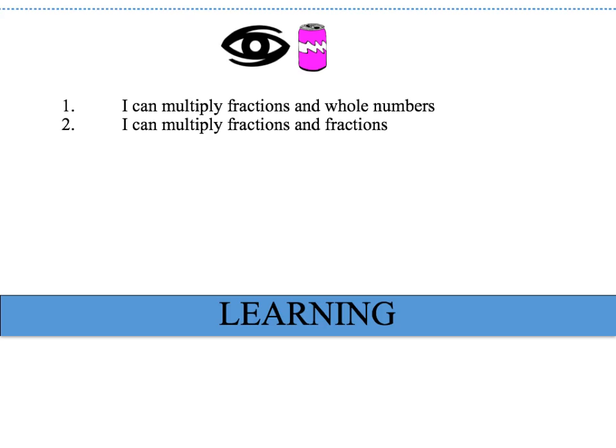We've got two learning objectives for today. The first one says I can multiply fractions and whole numbers, and the second learning objective says I can multiply fractions and fractions.